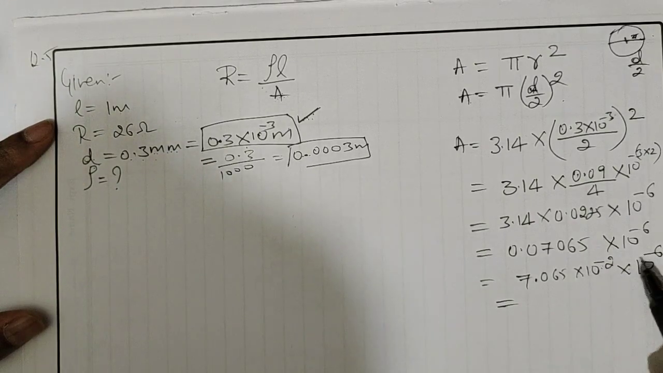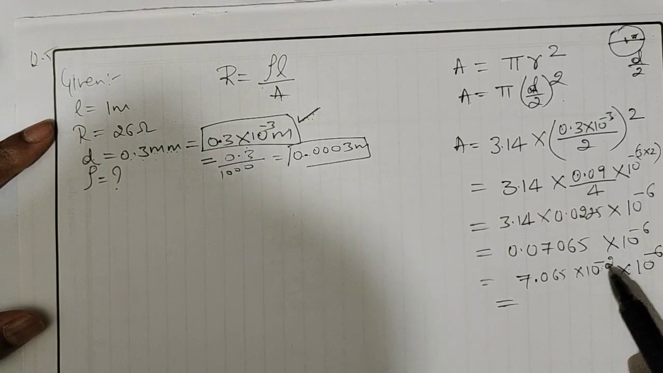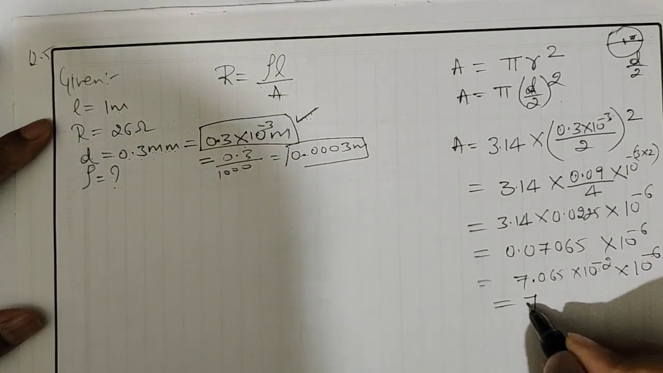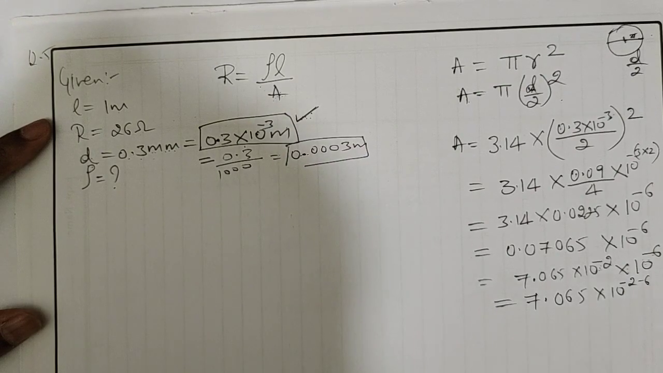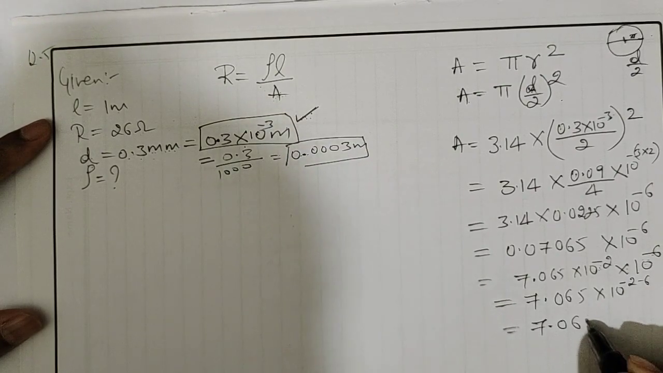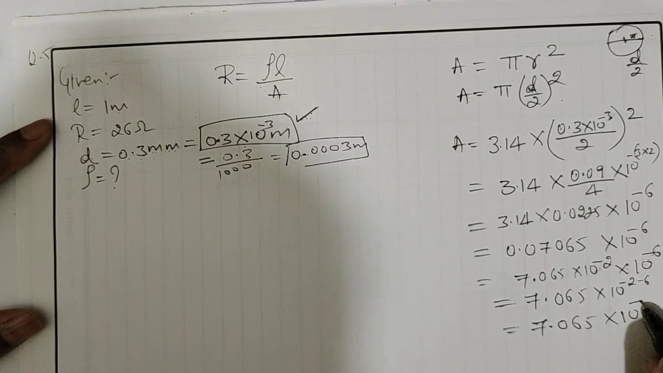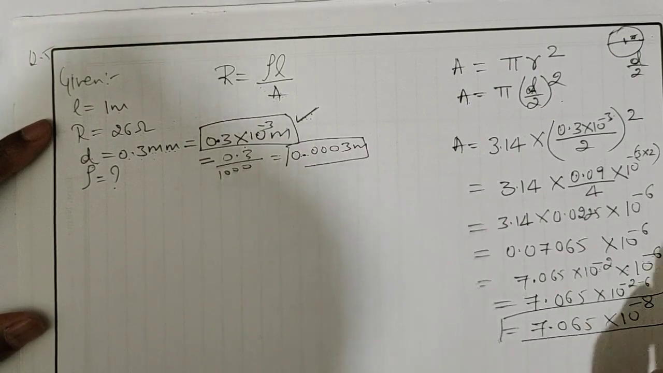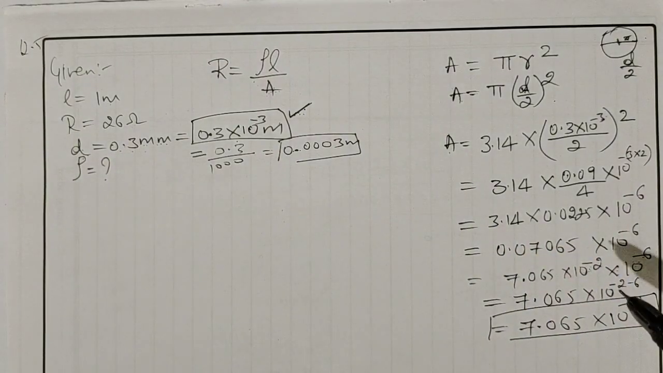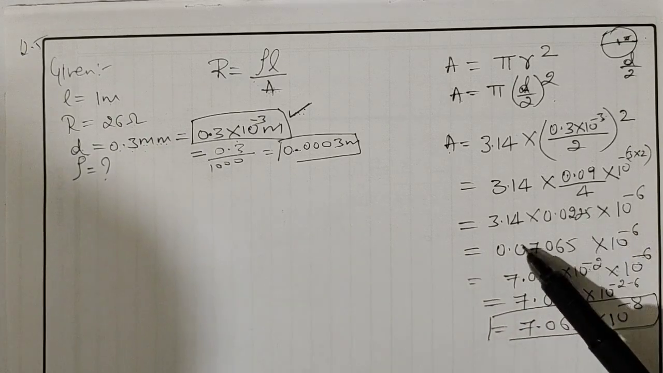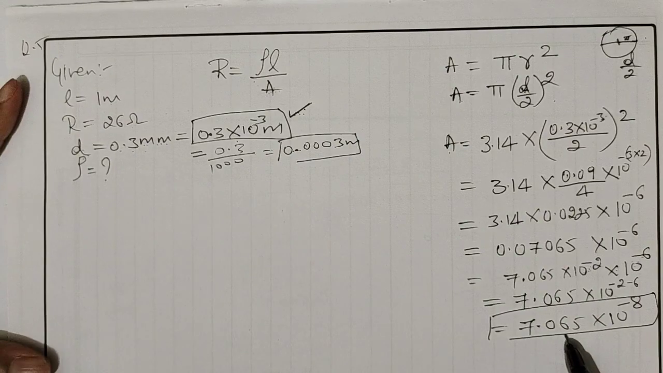Now you cannot multiply the powers, no? All you can do is addition or subtraction. 7.065 into 10 to the power minus 2 minus 6. How much will you get? 7.065 into 10 to the power minus 8 is your answer. And which answer is this? This is nothing but your A, area of cross section. I just wrote unnecessarily more steps for your understanding purpose, but you can directly end up here. Okay, now we found A.